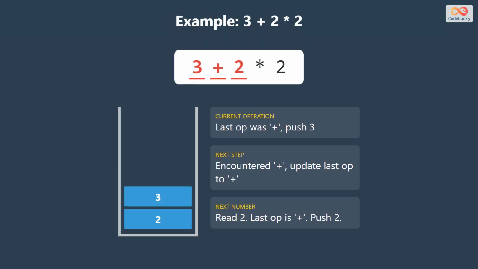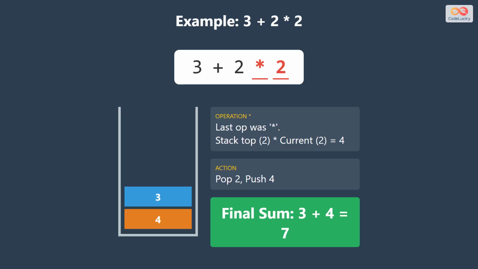Let's walk through an example. 3 plus 2 multiplied by 2, we start with a default operator of plus. First, we see the number 3. Since the previous operator was plus, we push 3 onto the stack. The stack now holds a single value, 3. Continuing on, we see a plus sign, update our last operator, and then read the number 2. We push 2 onto the stack.